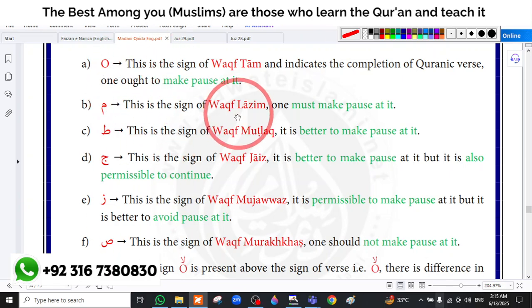So these are the signs. When you read the Quran, you will find these signs. So if you learn them carefully, inshallah, whenever you find these signs in the Quran, you will be able to pause according to the sign.